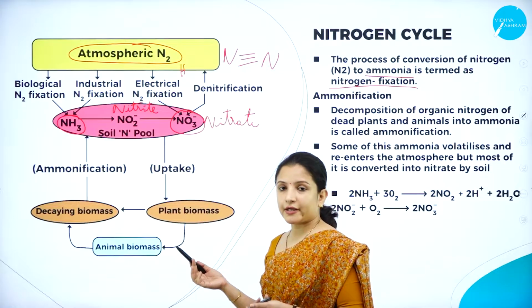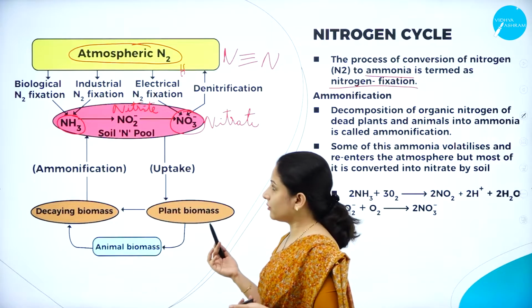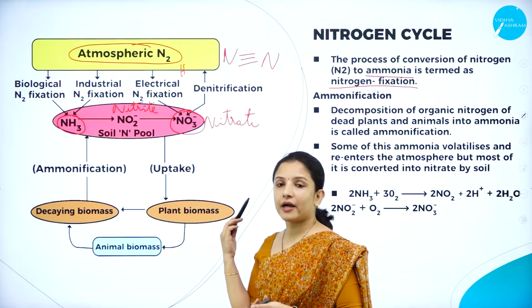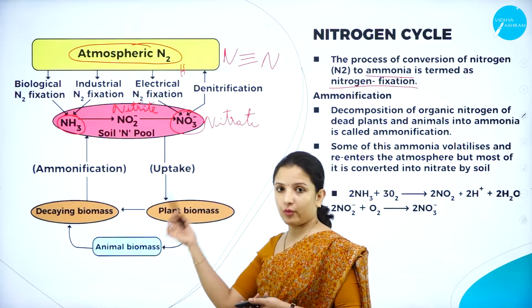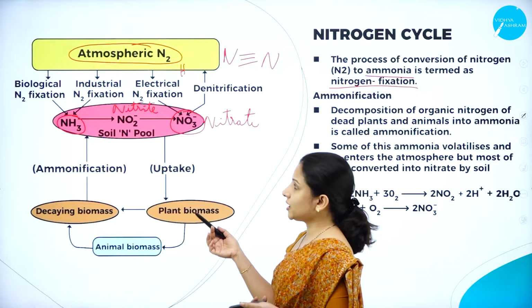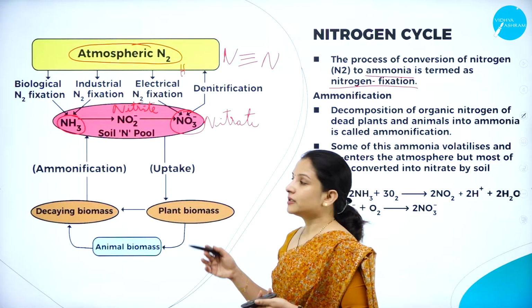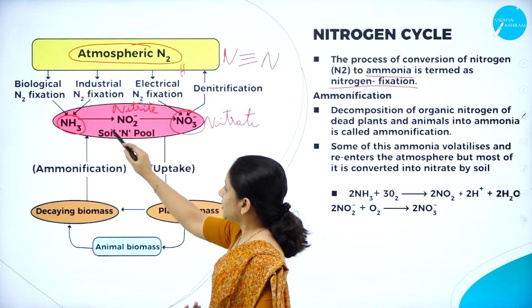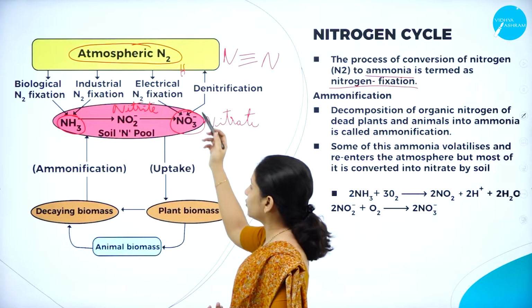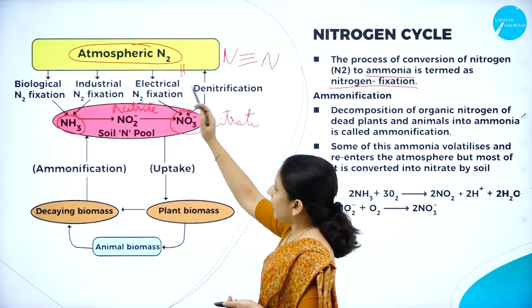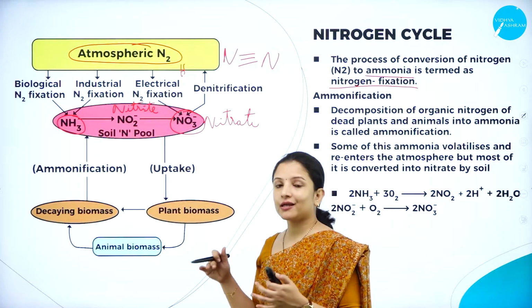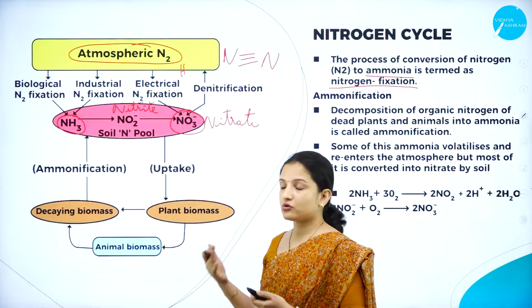So atmospheric nitrogen gets converted into ammonia, wherein nitrogen combines with hydrogen to form ammonia, that is NH3. This ammonia then gets converted into nitrite, and then it gets converted into nitrate, which is then utilized by the plants. Apart from that, the nitrogen can get directly converted into nitrate.